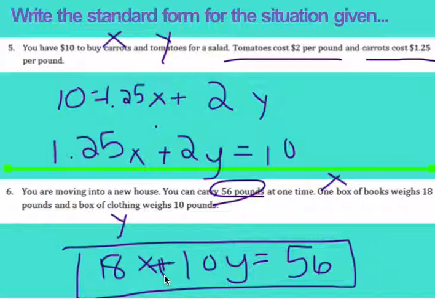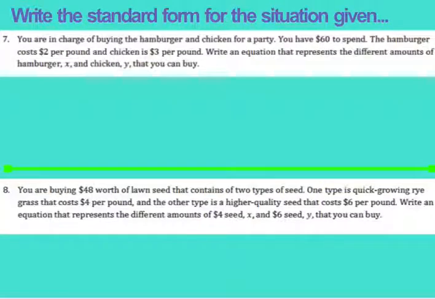We don't have to solve it. All we're doing is writing an equation for each situation. Now let's go ahead and take a look at number 7. So for number 7, what I want us to do is set this up.